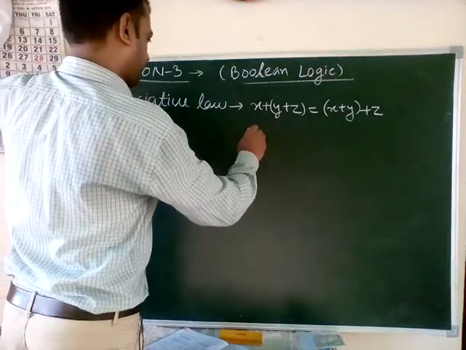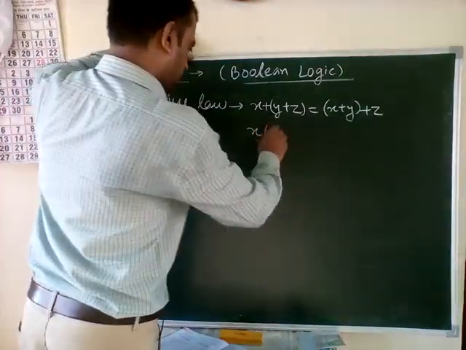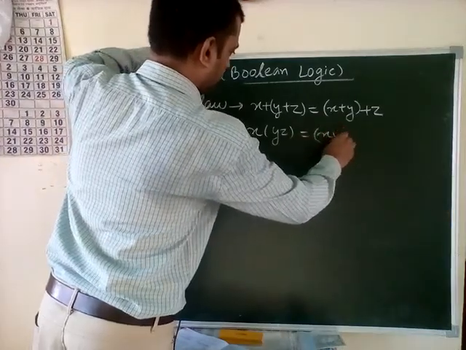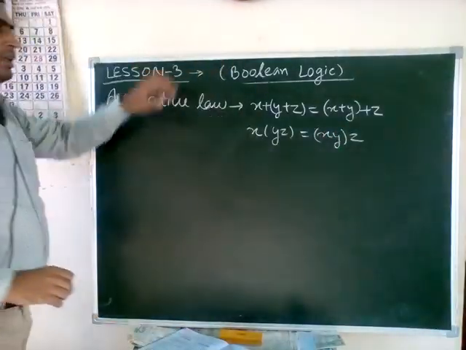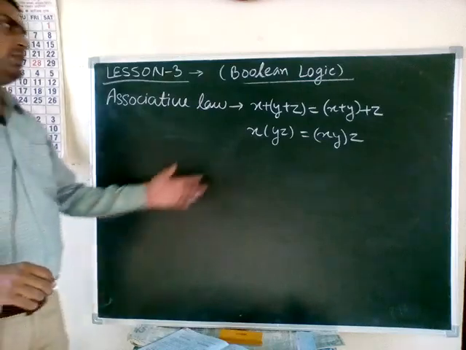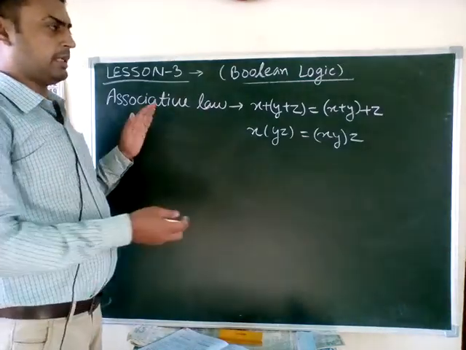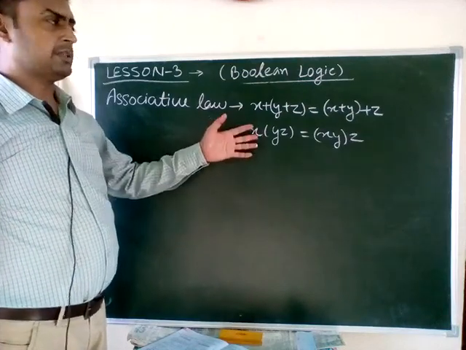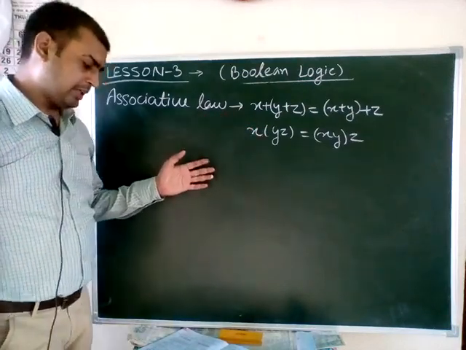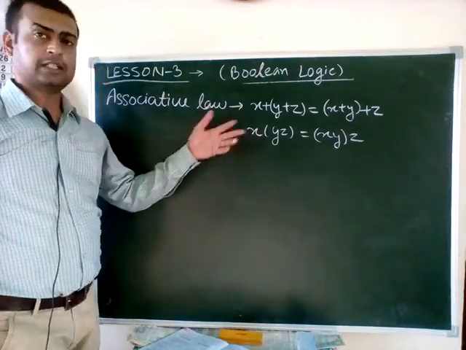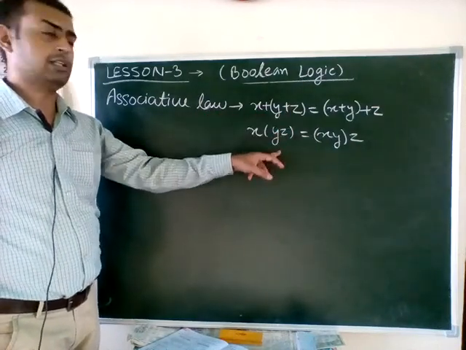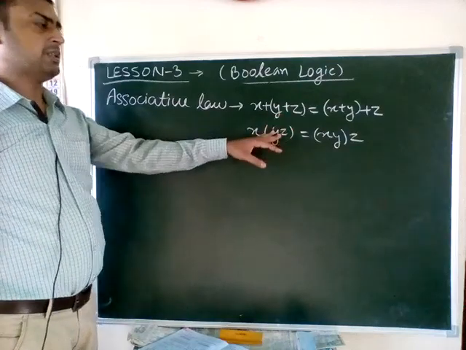Next is (x + y) + z = x + (y + z). This is the associative law. In this, I am not going to solve the table. In this, 3 variables are there, so this is very much clear. In the 3 variable case, I will solve the next law. This is very simple, that's why I am not solving, because simple OR and AND logic is there. So you have to remember this law.